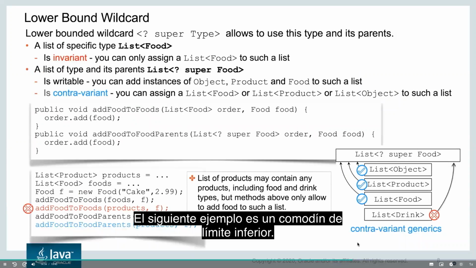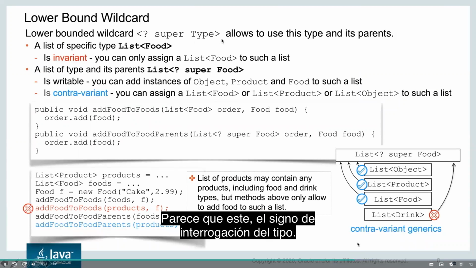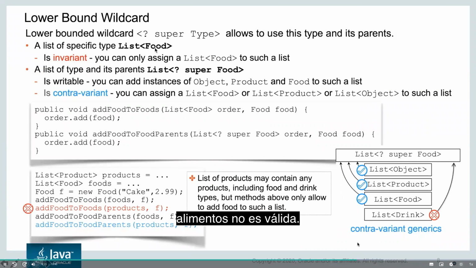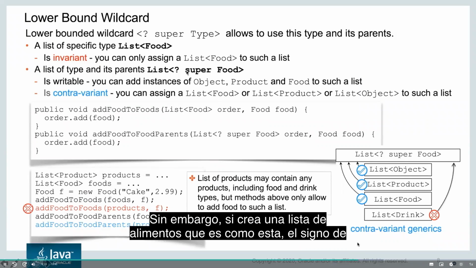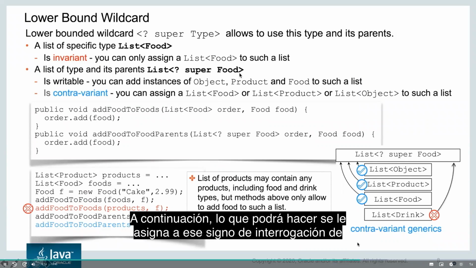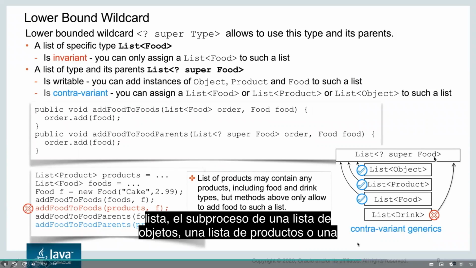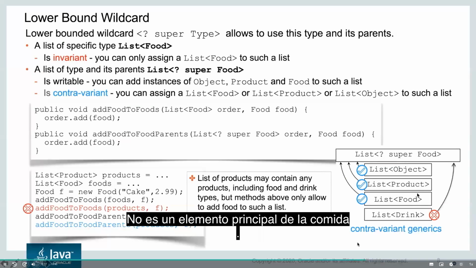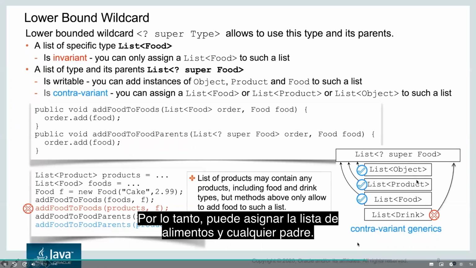The next example is a lower bound wildcard. It looks like this: question mark super of type. So once again, a reminder, the normal list of foods is invariant, so that's that. But what if you create a list of foods, which is like this: question mark super food? Then what you'll be able to do is assign to that list question mark super food a list of objects, a list of products, or a list of foods. What you won't be able to do is assign list of drinks, because drink doesn't extend food, right? So it's not a parent of food. So you would be able to assign the list of foods and any parents of that.